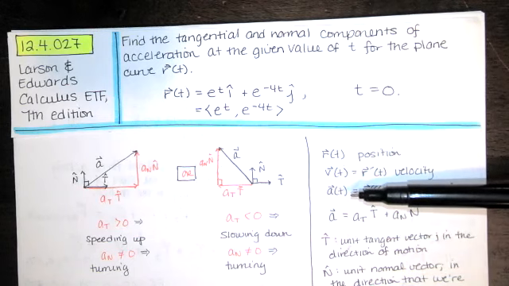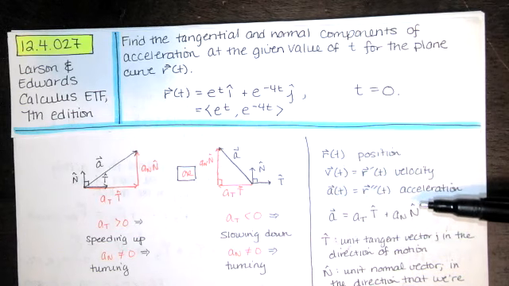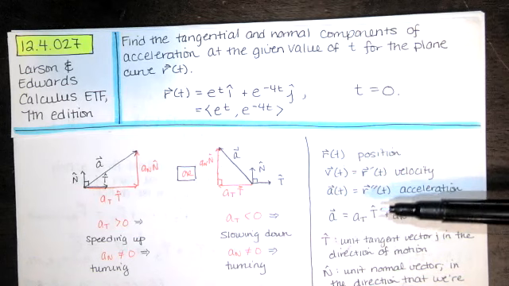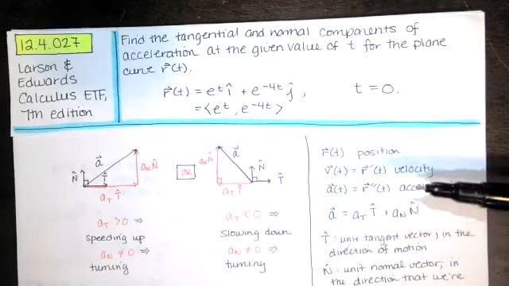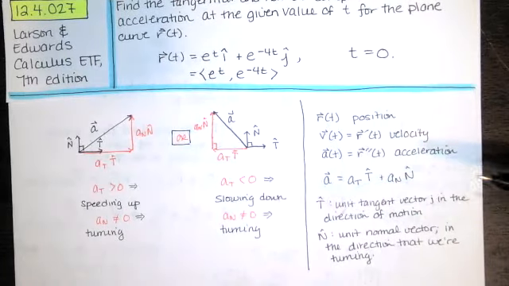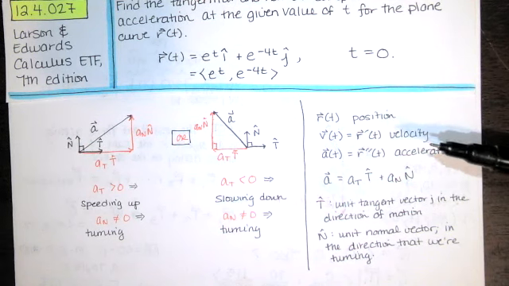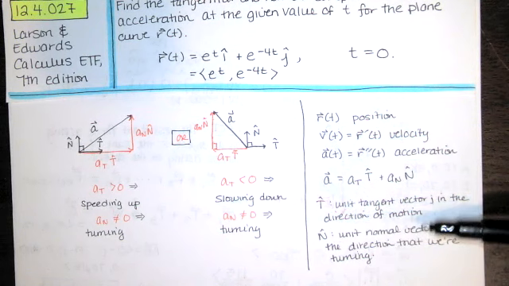Now it turns out that our acceleration vector can always be written in the following way. The acceleration is a constant times t hat plus a constant times n hat, where t hat is called the unit tangent vector. That's the unit vector in the direction of motion, or the direction that we're moving along this curve if r of t represents our position function. And n hat is called the unit normal vector.